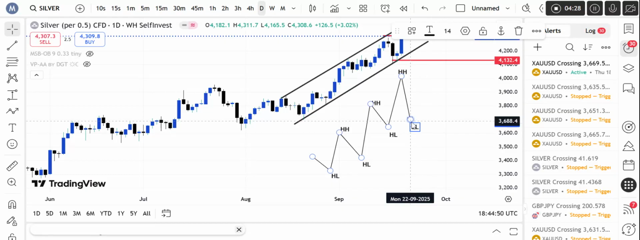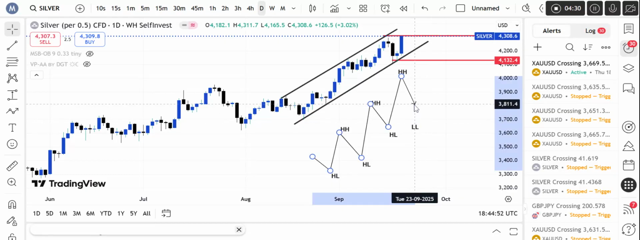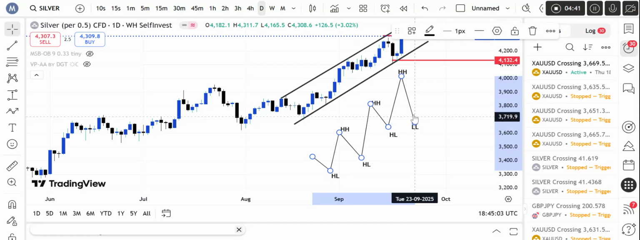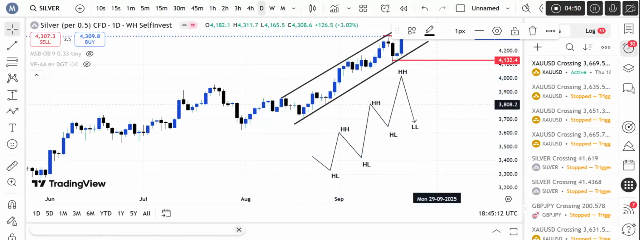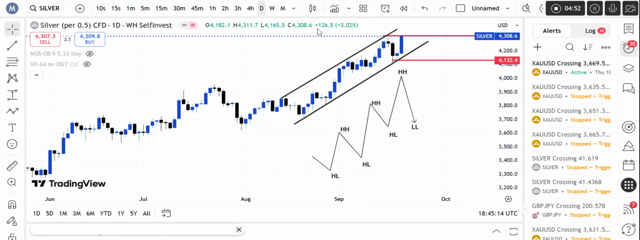Silver was supposed to make a higher low here and make another higher high, but it couldn't, so it came here to make an equal low, giving us a lower low. This is a market structure shift. The market is shifting the structure, but we're still bullish. This is just a correctional movement for Silver. So we're going to keep it to one side.